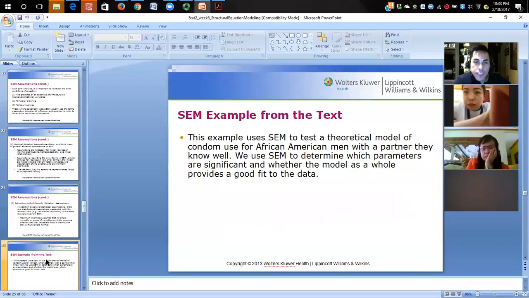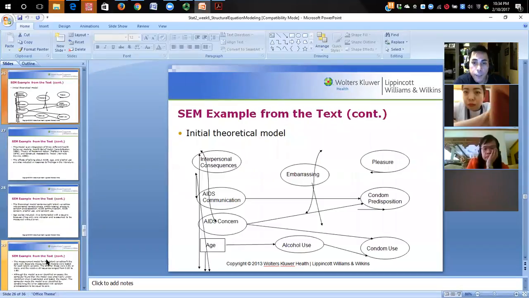In this example in the textbook, it's testing a theoretical model of condom use for African-American men with a partner that they know well. And then it's really amazing, look how complex this theoretical model is. It has all these components: interpersonal consequences, AIDS communication, AIDS concern, embarrassment, pleasure, and then it looks at alcohol use, it looks at the age of the patient, and all these relationships. And remember, the underpinning is cause and effect.